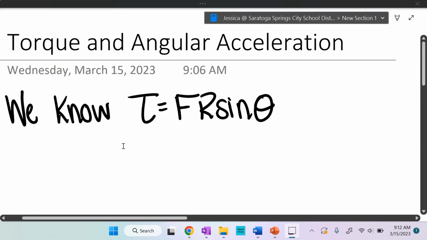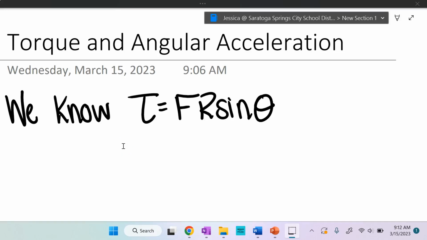All right, this is going to be our video all about torque and angular acceleration. So we already know that we can calculate torque by doing the force applied times the distance from the axis of rotation times the sine of theta. And we know that if an object has a net torque, then that leads to rotation. But we need some way to quantify that rotation.